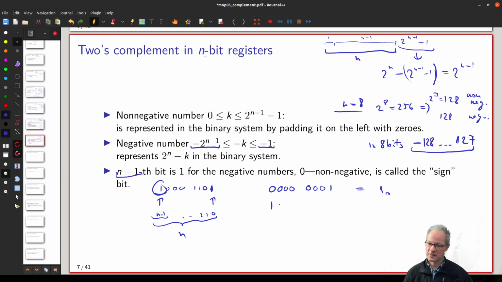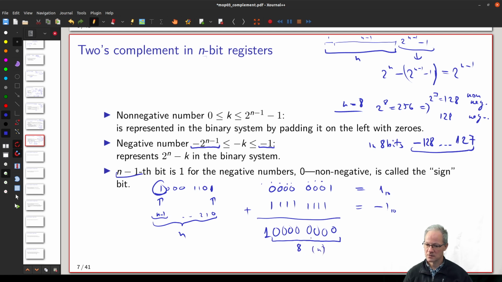Now, what if the number is 11111111? Well, that, as we will see, is minus 1 in decimal. And how do I see this? Because if I add them together, 1 plus 1 is 0, so there's a carry. Carry plus 1 is 0, there's a carry, and this repeats all the way through, and the last carry results in 1. So we end up with 8 zeros, so this is pretty much n zeros.